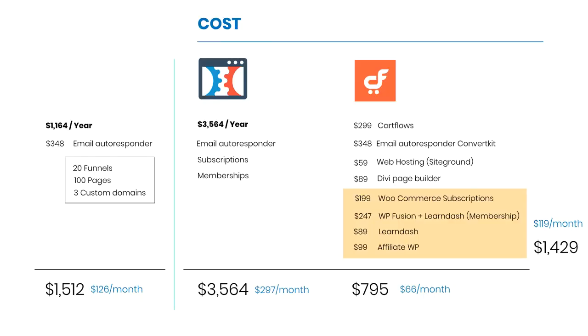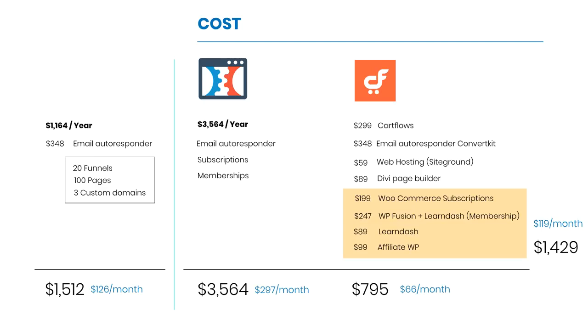So as you can see on the WordPress side of things, you have some sort of flexibility. You can choose to have certain features and choose not to have certain features. Whereas with Clickfunnels, what you have is just one system that has everything under one umbrella. However, there's also an option here on Clickfunnels where you can pay $97 per month, which will come close to about $1,512 per year. Now with this, what you get is 20 funnels only, 100 pages, and 3 custom domains.